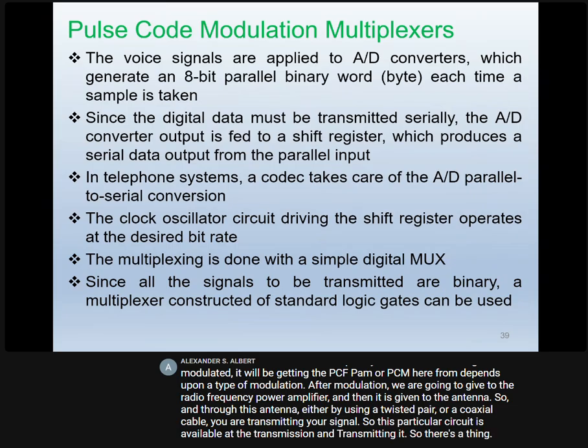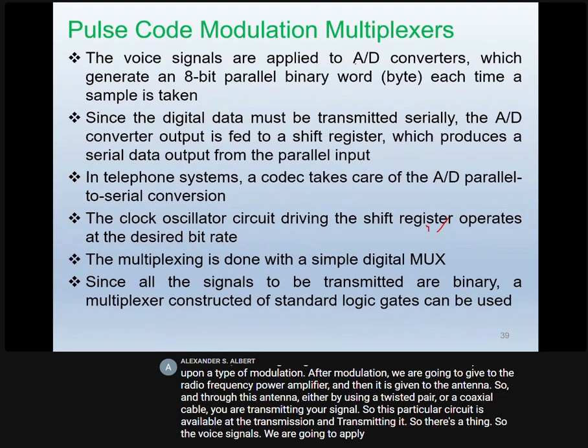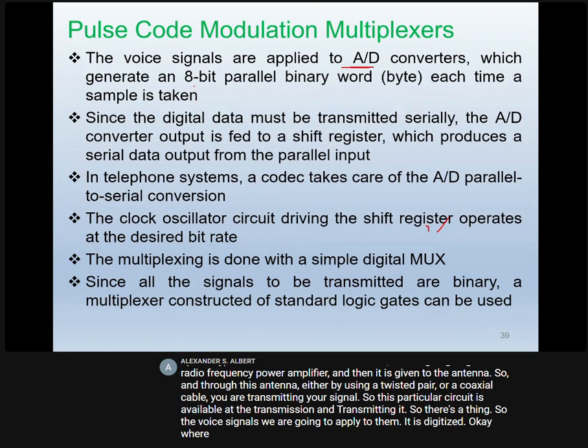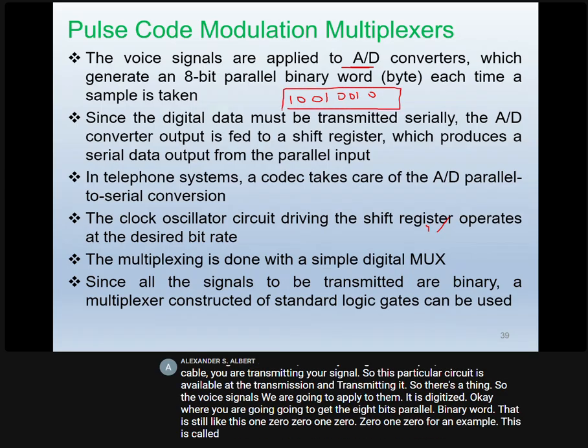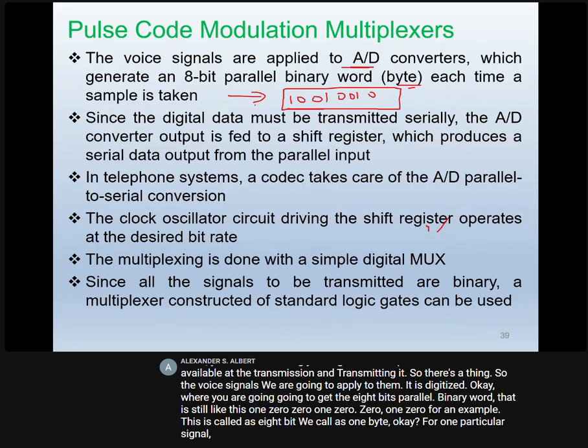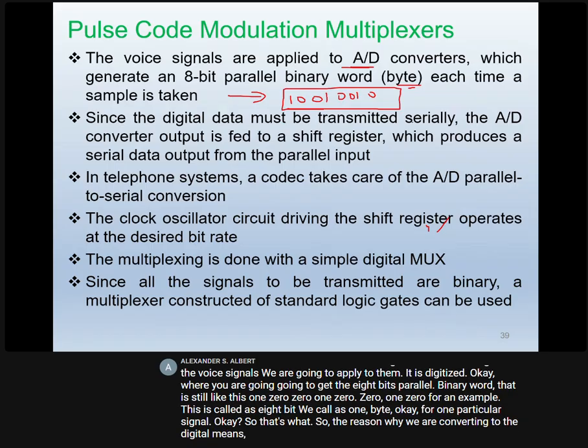So this is the thing. The voice signals we are going to apply to it are digitized, where you're going to get the 8-bit parallel binary word. That is like this: 10010010. For an example, this is called 8 bits. We call it 1 byte, for one particular signal.